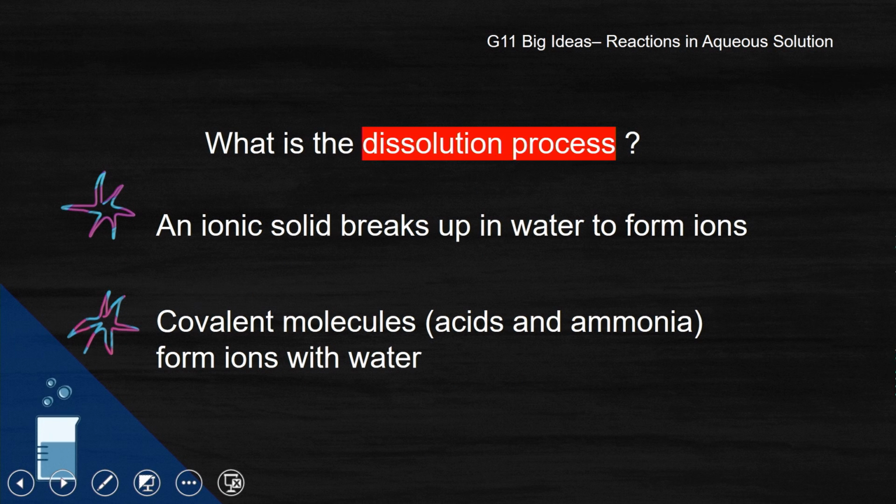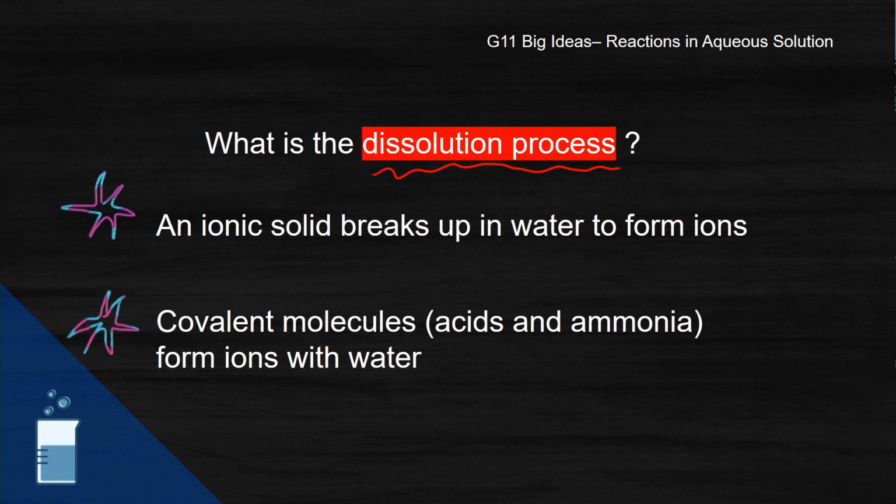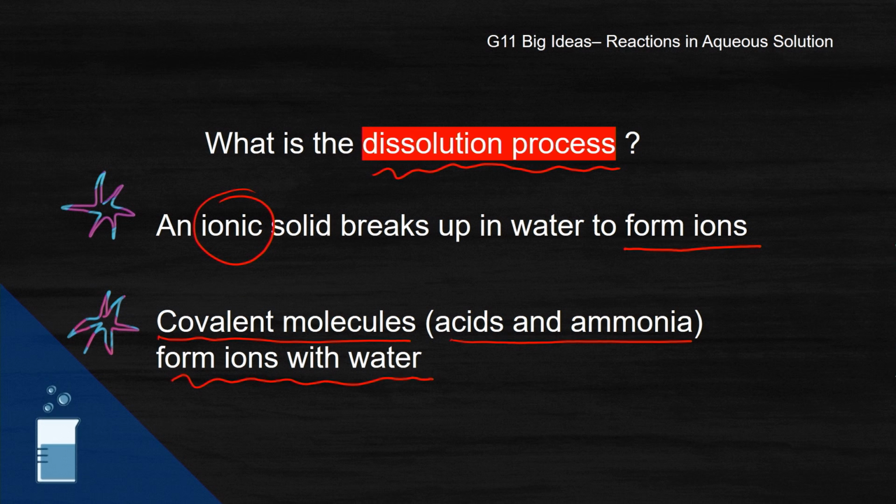So what is the dissolution process? There's another big word for you. Well, two things. An ionic solid breaks up to form ions. Or a covalent molecule, and we're speaking about acids and ammonia, forms ions with water.